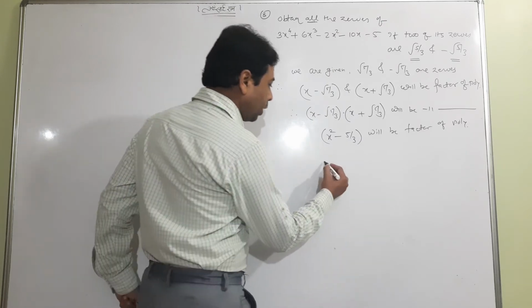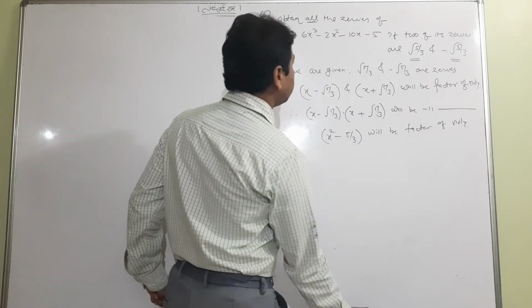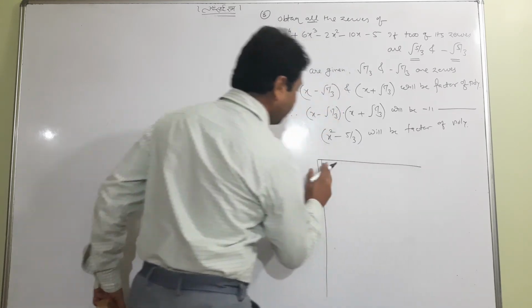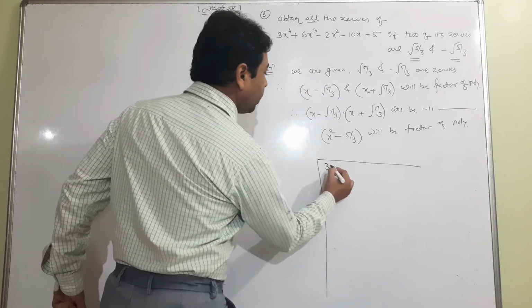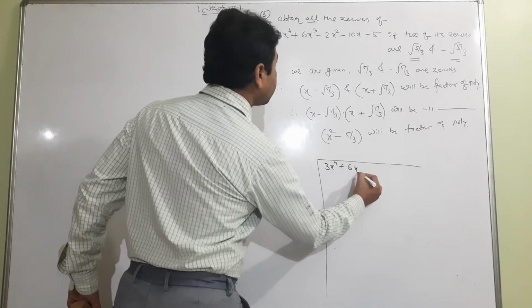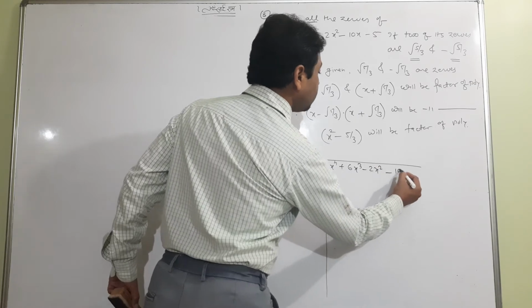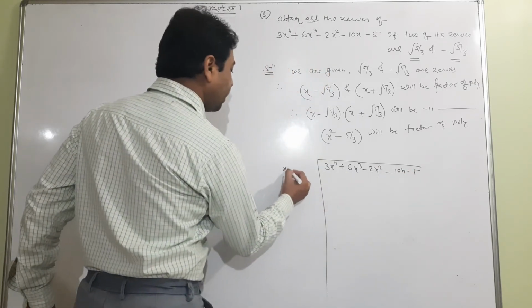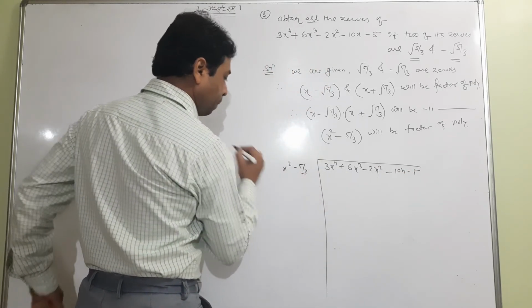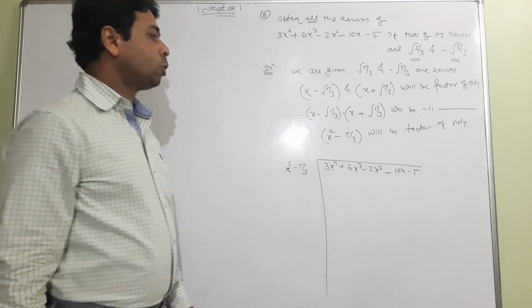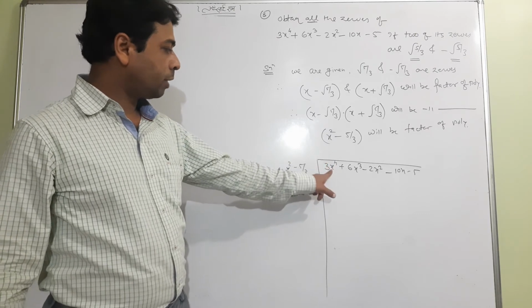Okay students, so let me divide it. Now I'll divide 3x^4 plus 6x^3 minus 2x^2 minus 10x minus 5 by x^2 minus 5/3. Okay, x^2 minus 5/3. I'll divide. So what number will be chosen? You know it. This by this.